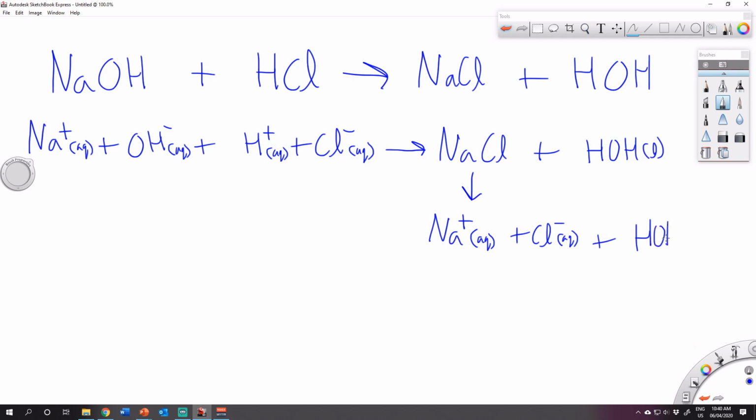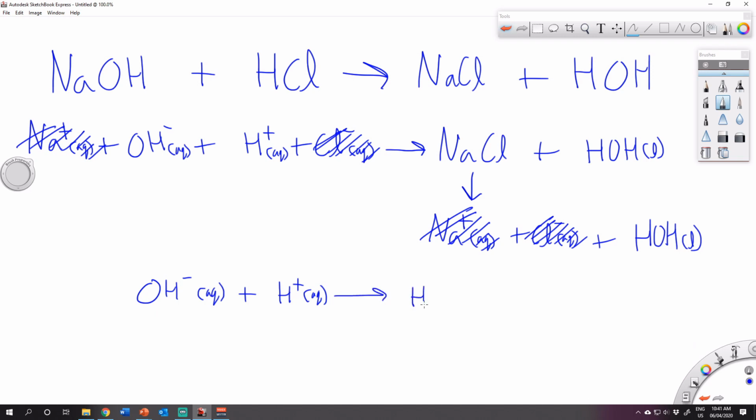producing HOH like so. And then when I look at what appears on both sides, well, I have a sodium ion here, so I can cross that out. They don't actually react. The chlorine ion doesn't actually react either. So all we're left with is the following. The net ionic reaction is aqueous hydroxide ions plus aqueous hydrogen ions, all producing water. And most acid-base reactions will fall into this kind of net ionic reaction.